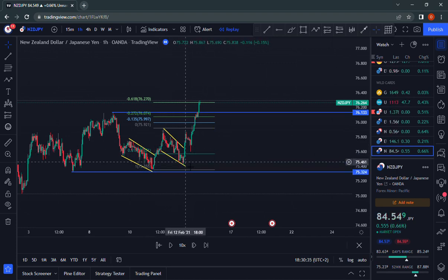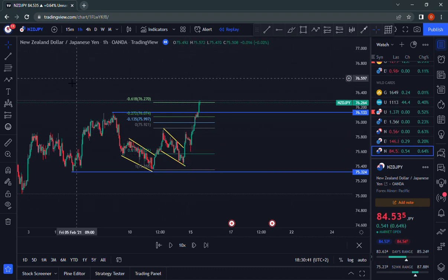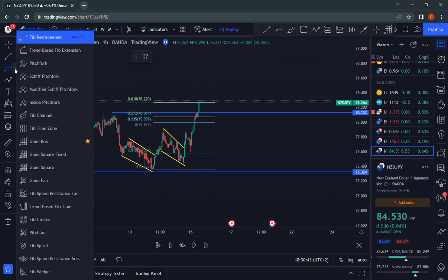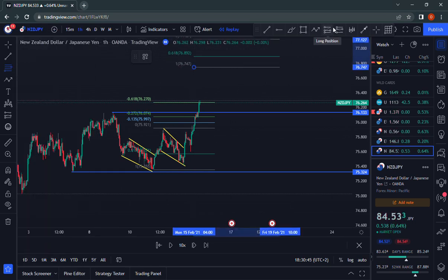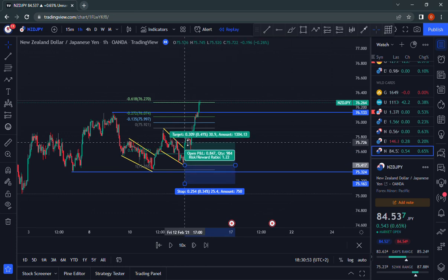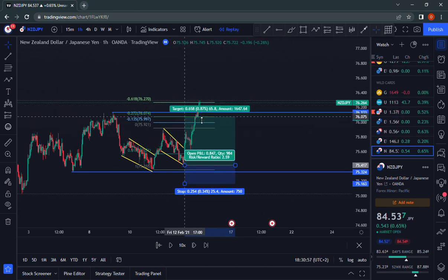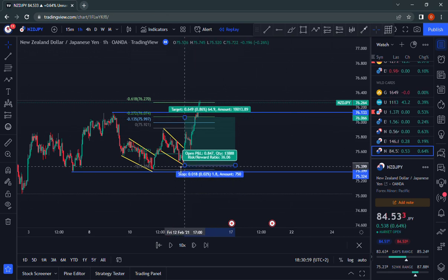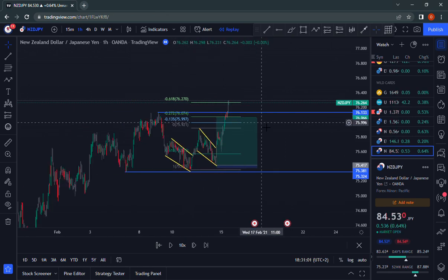You can enter on the third touch here, right? Or you can enter on this pullback again, on this pullback here. So now, obviously, this one also, long position from here on the third touch. Take profit, remember, 0.272. So like that, even this one, the same thing.